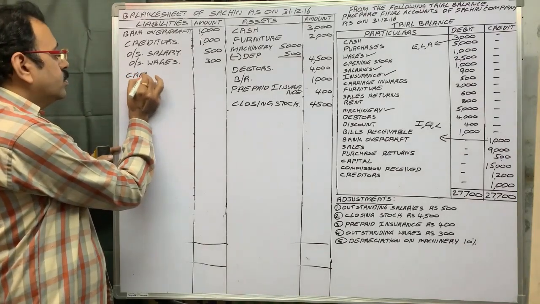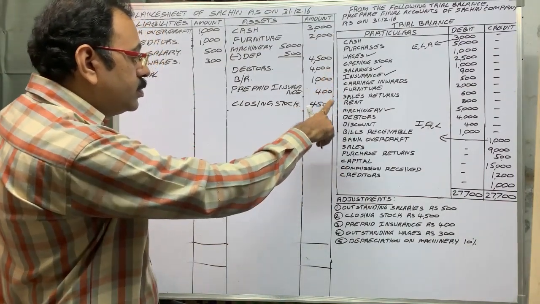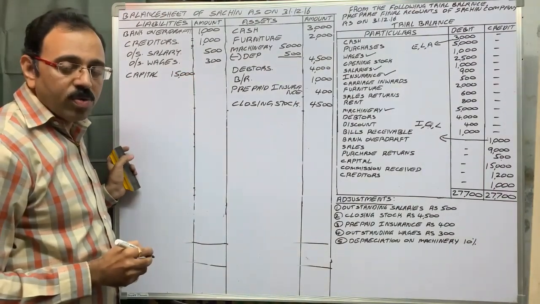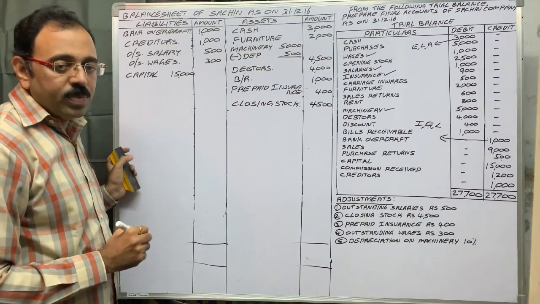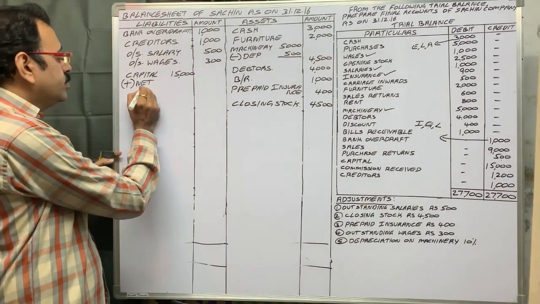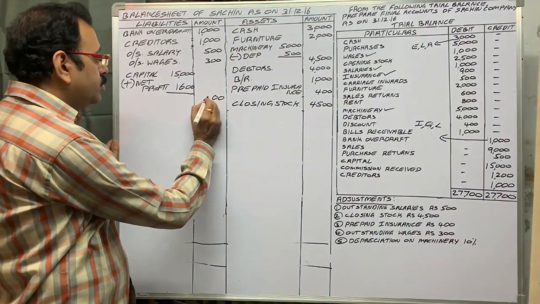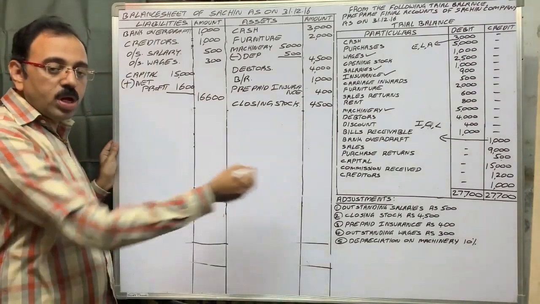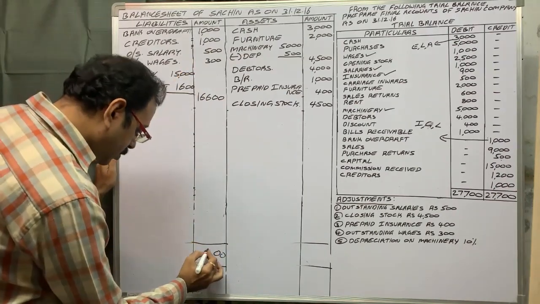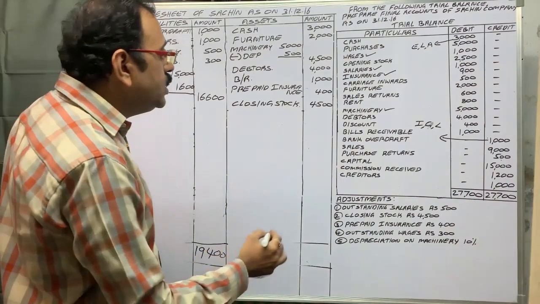capital. Capital you have to write in inner column. Amount is 15,000 rupees. To this, in profit and loss account, we got net profit, no? That net profit we have to add. If you get net loss, you have to deduct from capital. So, add net profit 1600 rupees. Add both. Write down in outer column. Now two side totals we have to do. Liability side total is 19,400. Asset side also we should get the same total.